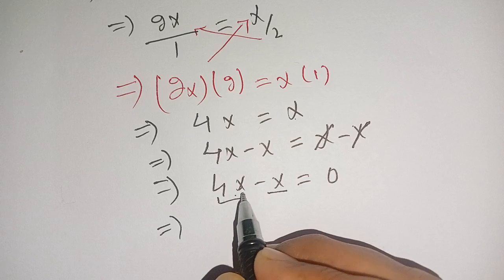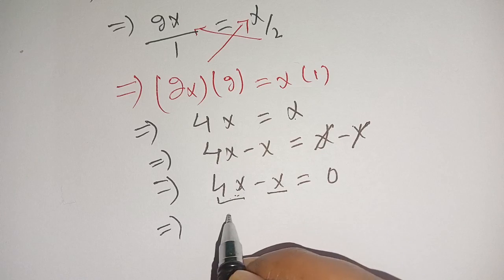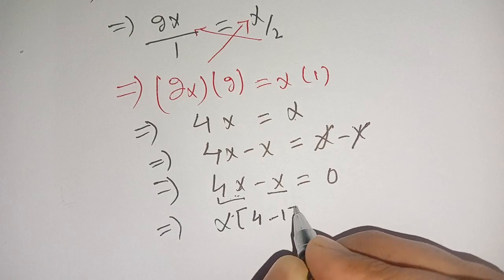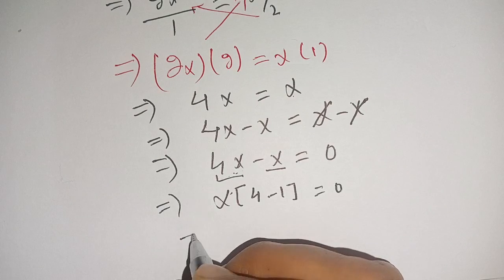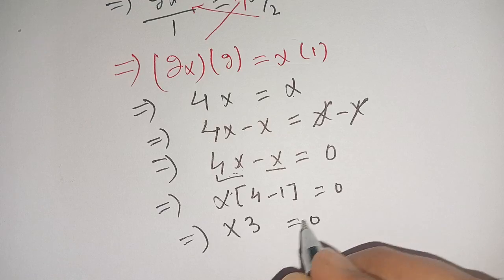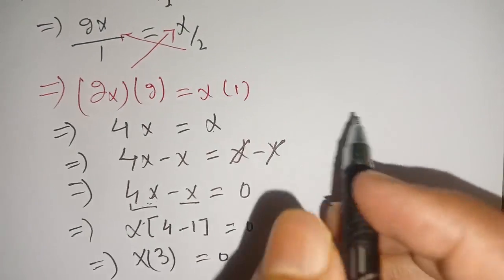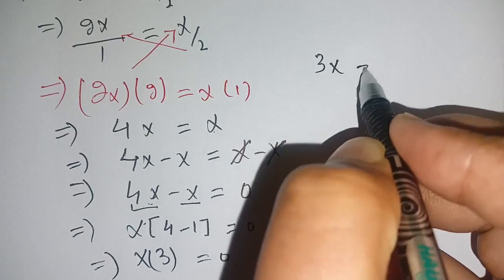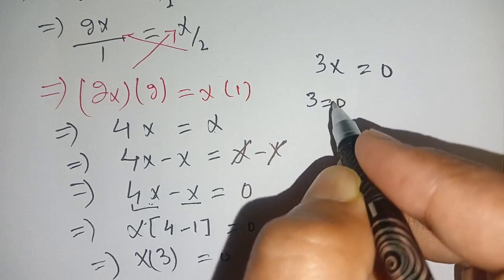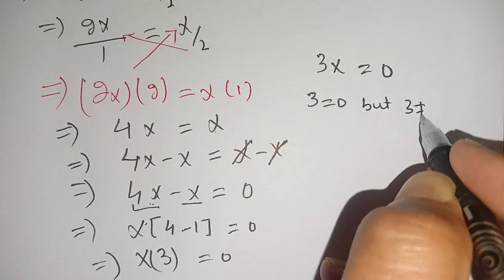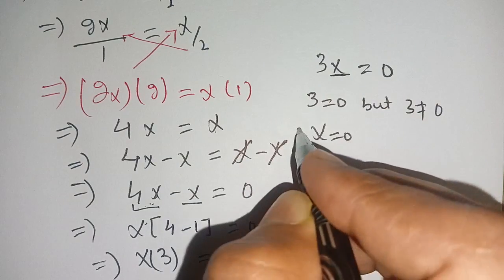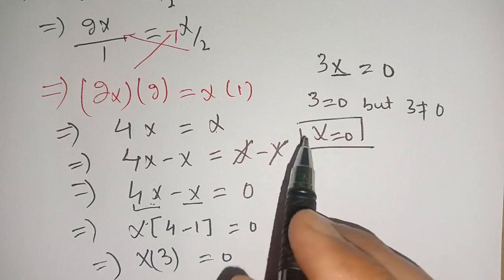Now we can take out x from both the terms. We got x times (4 minus 1) is equal to 0. Now 4 minus 1 becomes 3, so we can write this as 3 times x is equal to 0. Now either 3 is equal to 0, but 3 cannot equal 0. This is rejected, only x is equal to 0. x = 0 is the only solution.